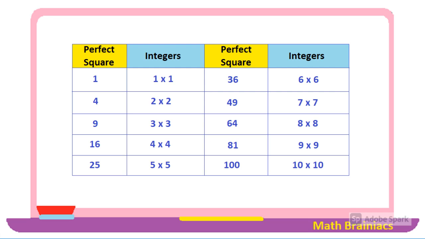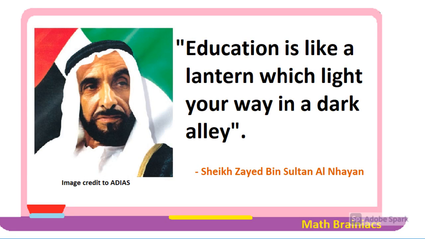It is easy, right? To conclude our lesson for today, I want you to always remember what His Highness Sheikh Zayed bin Sultan Al Nahyan, may his soul rest in peace, wrote for us. Education is like a lantern which lights your way in a dark alley. Sheikh Zayed wrote and left this quote for us so that the youth will always remember the importance of education. I want you to remember that this quote will be handed down from generation to generation, but the genuine concern of Sheikh Zayed for his nation will always remain.